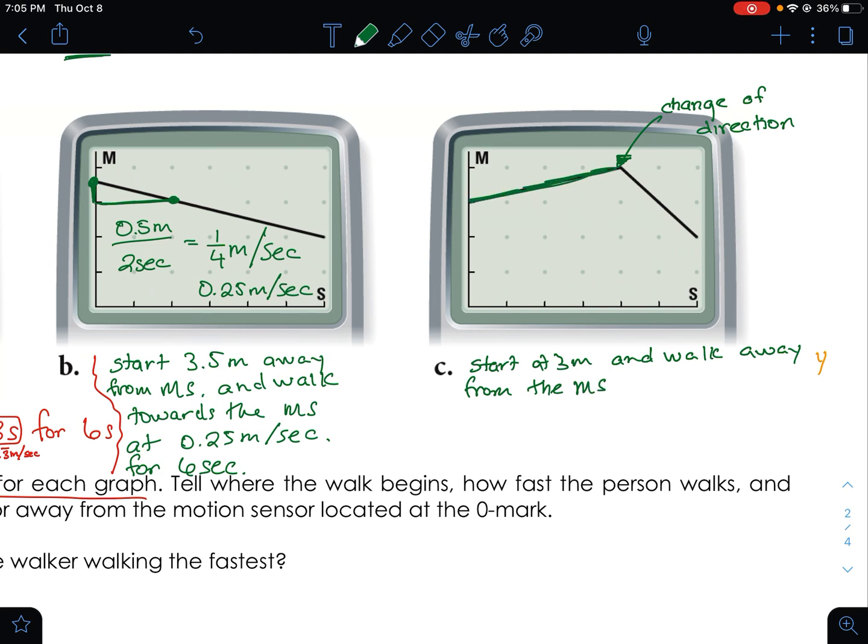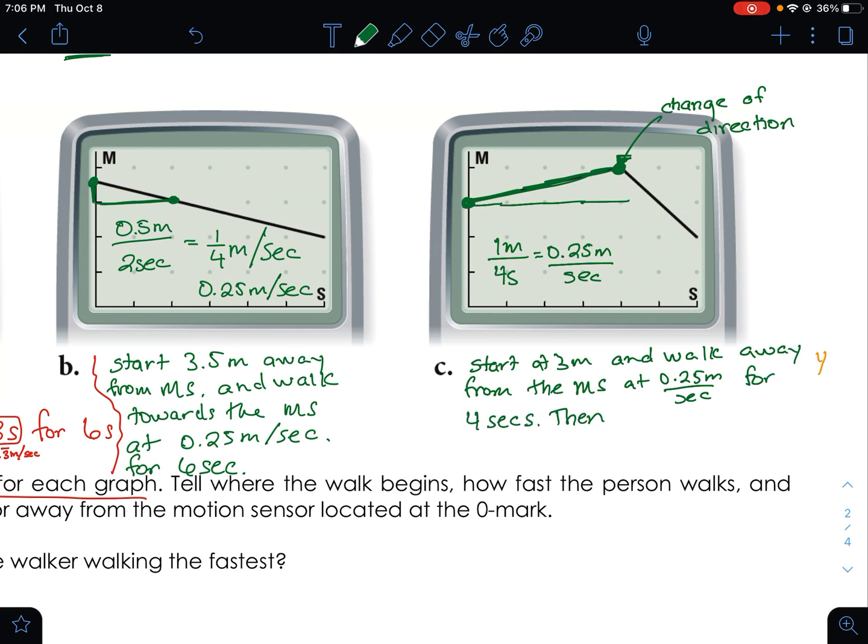Now, we need to figure out the speed. If we look at this, we started at 3 meters away, and then after this section of the trip, we are now 4 meters away. So we traveled 1 meter in 1, 2, 3, and 4 seconds. So 1 meter per 4 seconds, which is equivalent to 0.25 meters per 1 second. So we walk away from the motion sensor at 0.25 meters per second. For how long? For 4 seconds.